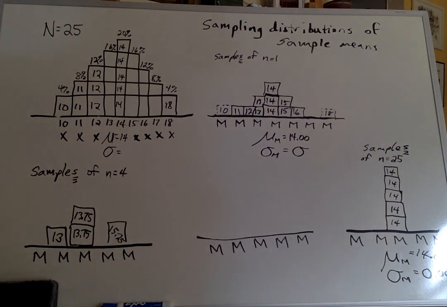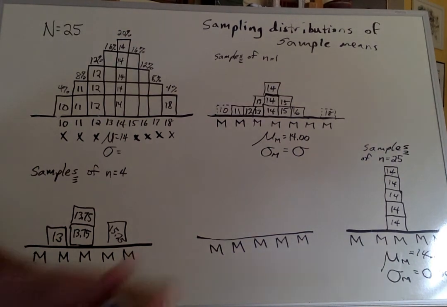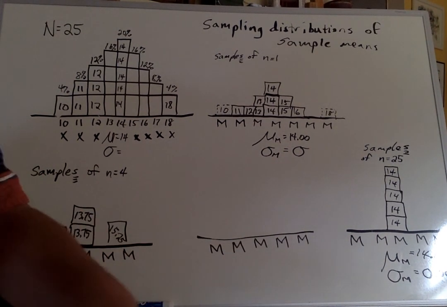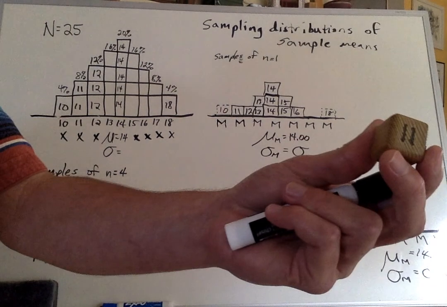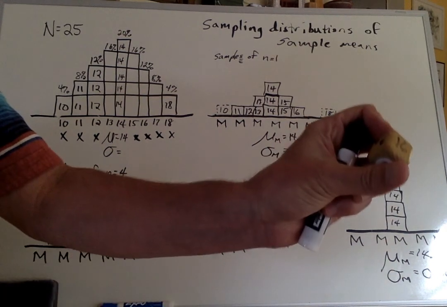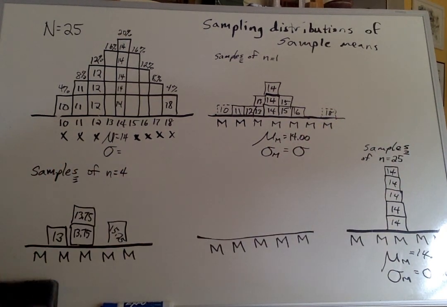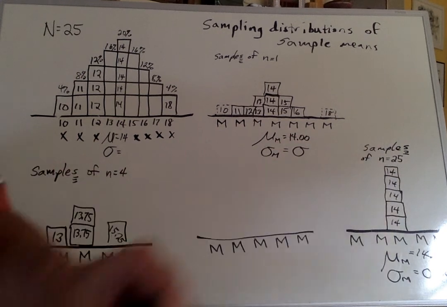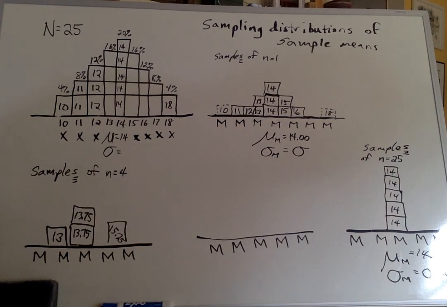Let's do one more for sample size of 4. Okay, here we go. 15 plus 11 plus 16 plus 12 equals 54 divided by 4, 13 and a half, okay?